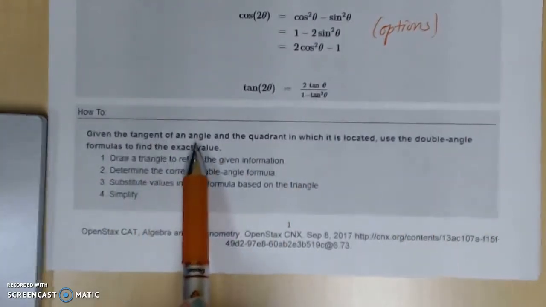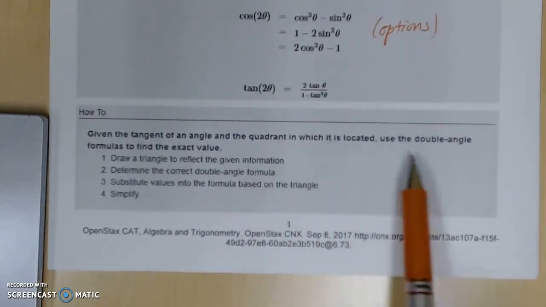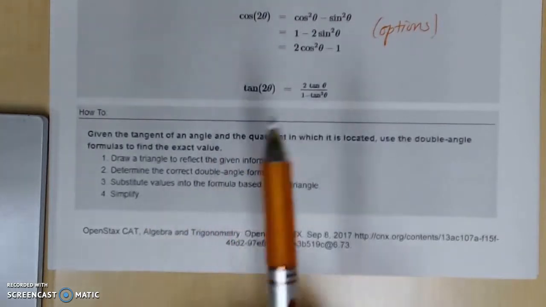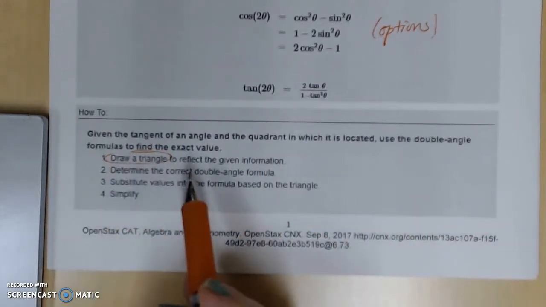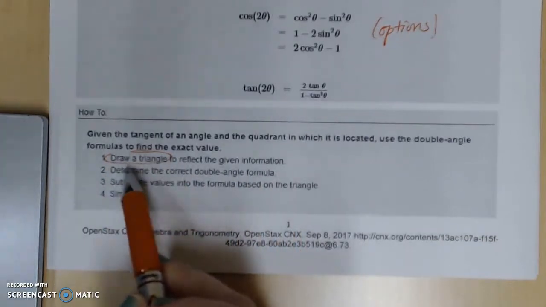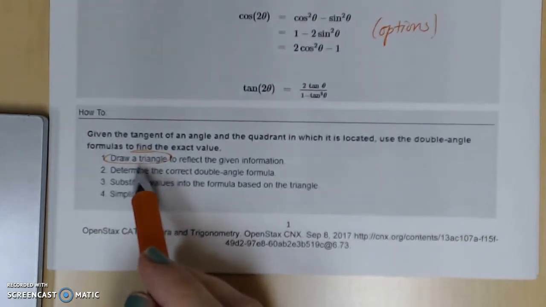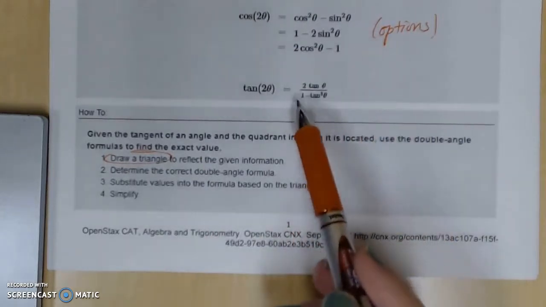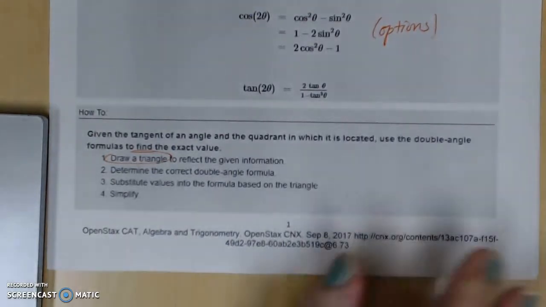So we've got some steps to get us going. We're going to be given the tangent of an angle and the quadrant in which it's located. That's important. You're going to see that as we draw triangles. Then use the double angle formulas to find the exact value. So, some steps along the way. Draw the triangle. I can't tell you that enough throughout trig, to reflect the given information, because wherever the triangle is in relation to your quadrants, or where the angle is, gives you a lot of information. So draw it out. Determine the correct double angle formula that you want to use from above. Substitute values into the formula based on the triangle, and then simplify it up.